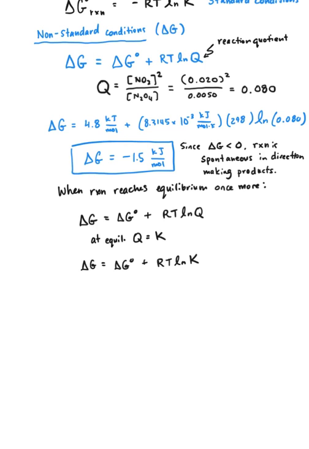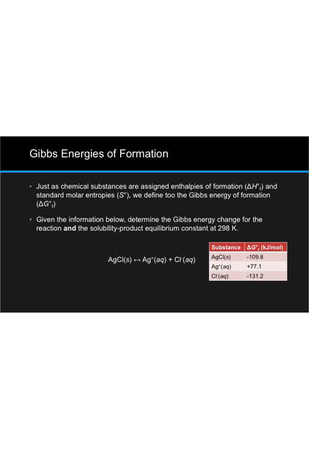Earlier on, we showed that delta G under standard conditions is the same as negative RT times the ln of K. So if we substitute that in, delta G under non-standard conditions is negative RT ln of K plus RT ln of K. These two things cancel out, and our non-standard Gibbs energy goes to 0.